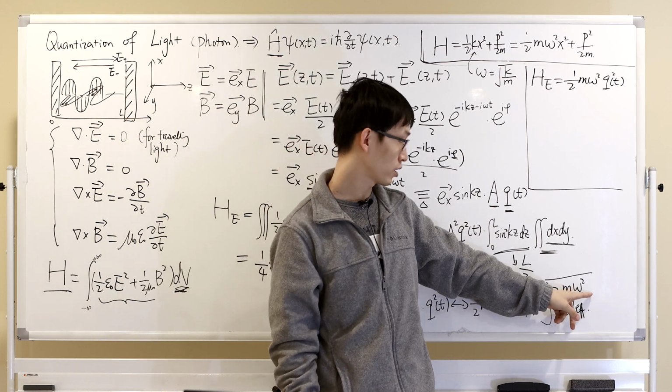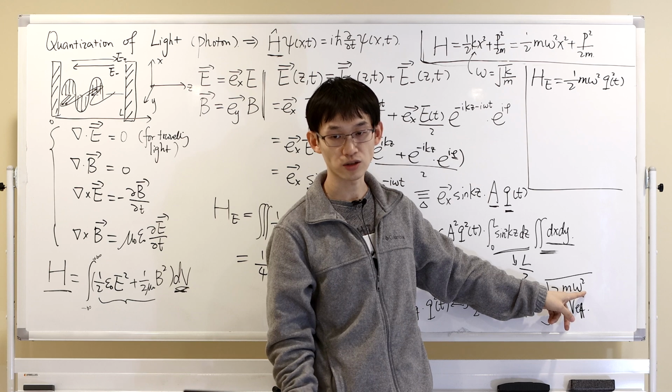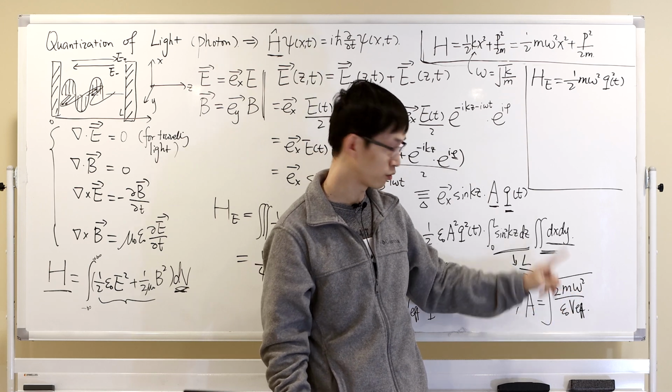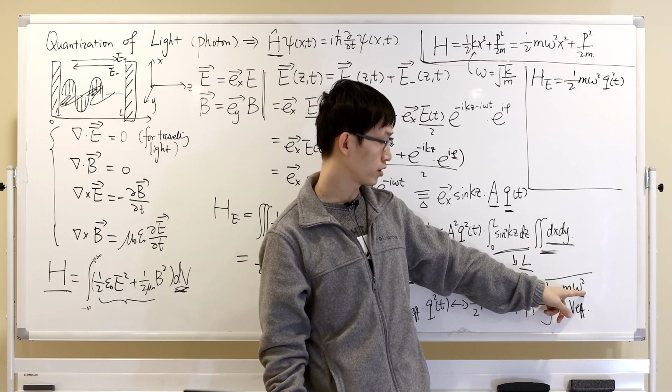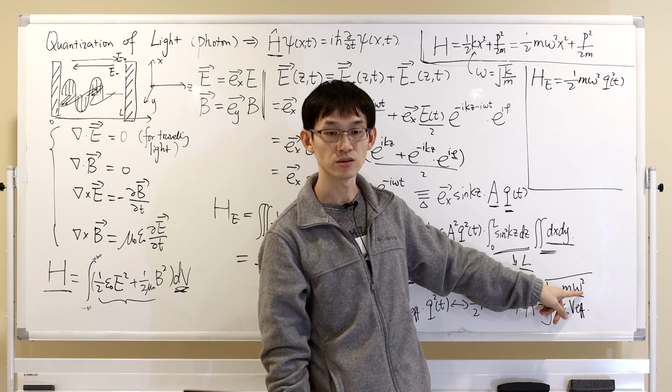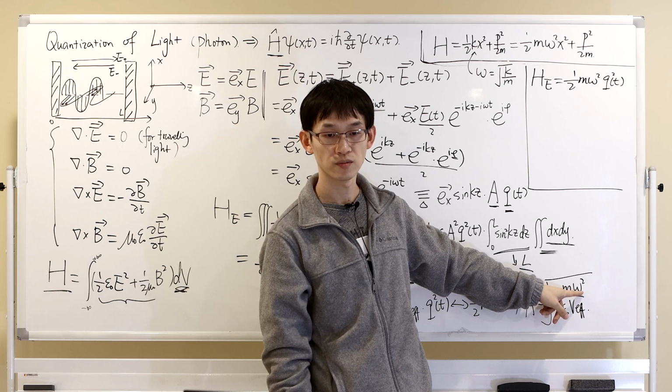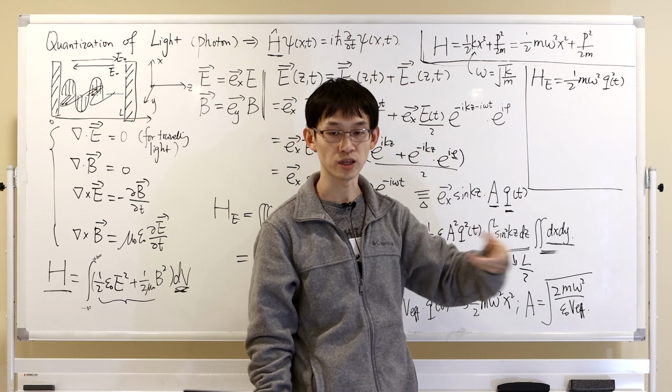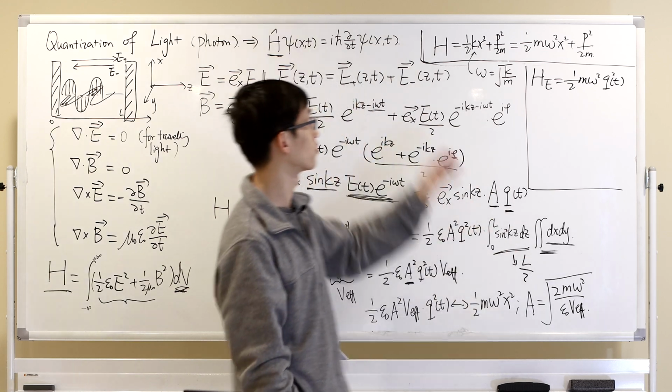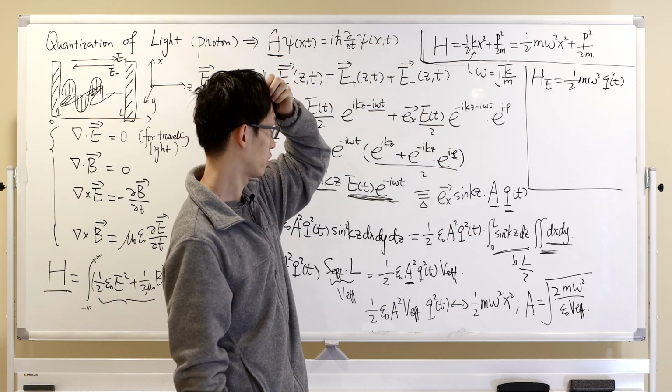And for omega, we can assign an actual number because we only need one free parameter. So omega here, we usually assign it to the actual frequency of the light, so that the meaning of omega is the same as what people use in EM field.